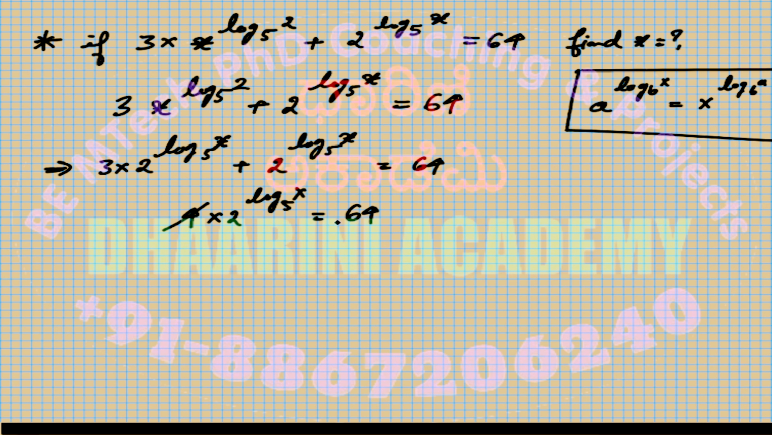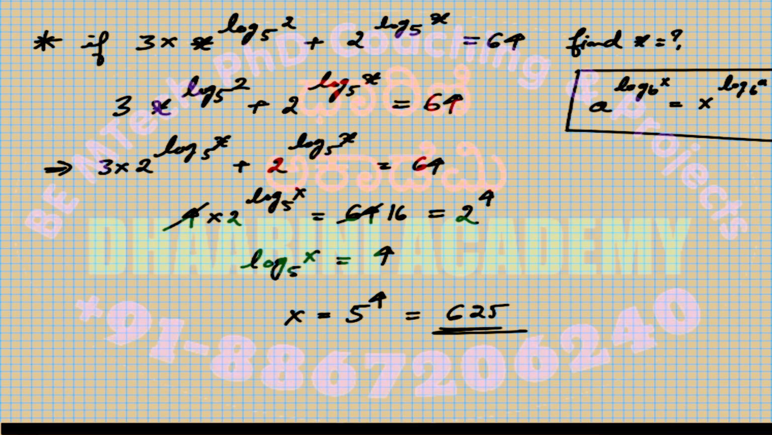Okay, 4 into this is 16. So 16 can be written as 2 to the power 4. Comparing the powers, log of x to the base 5 is equal to 4. So use the basic property of logarithm: x has to be equal to 5 to the power 4. So 5 to the power 4, 5 into 5, 25 into 25, 625 is the answer. All right. Okay, very simple.